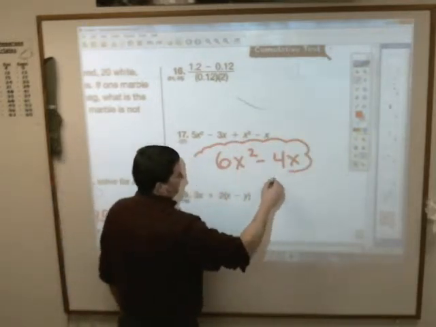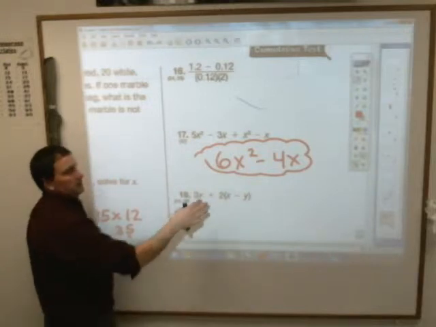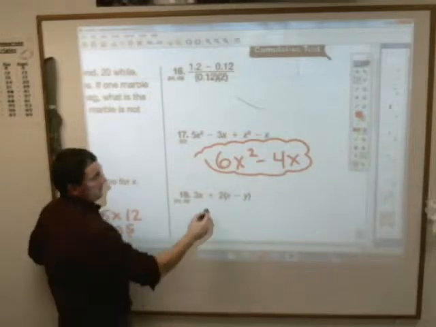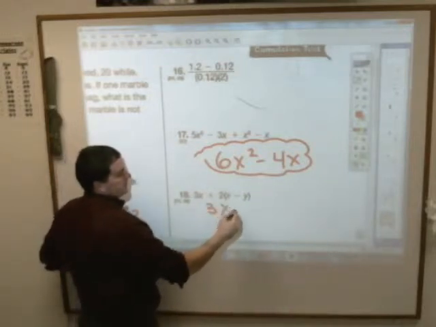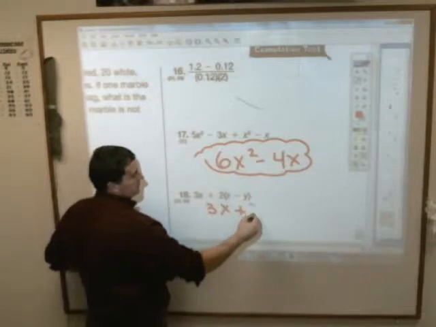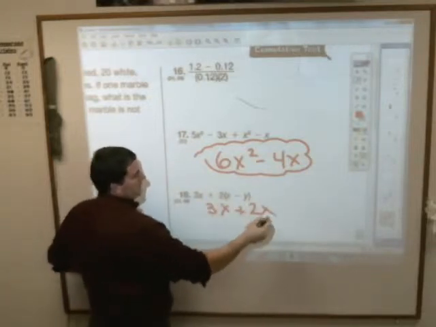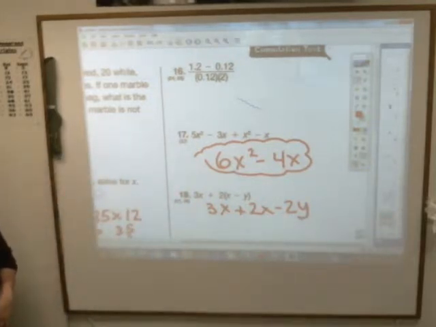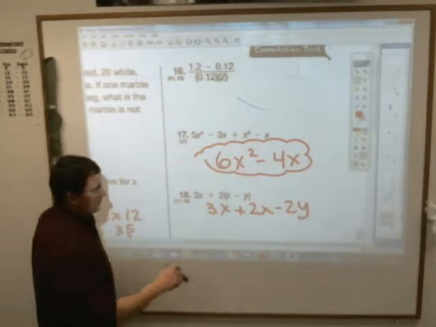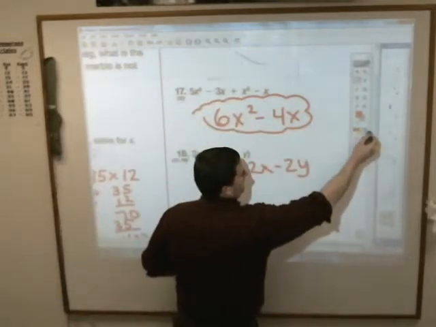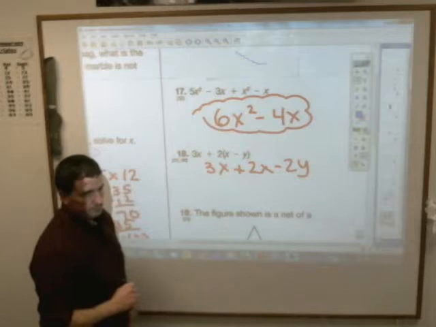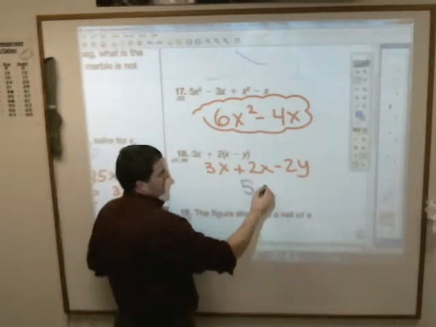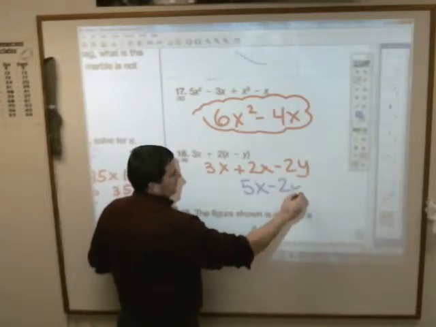Should we do number 18 while we're sitting there? Same thing on this one. This time, the only thing you can do is get rid of the parentheses using the distributive property. So it ends up being 3x plus, what's 2 times x? 2x. And what's 2 times a minus y? Minus 2y. Once you get rid of the parentheses, what can you combine? The x's. 3x and the 2x gives me how many x's? 5 x's. I can't do anything with the y's because the y's are all by themselves.